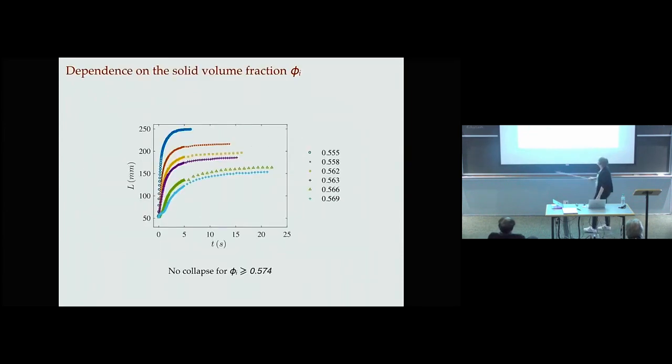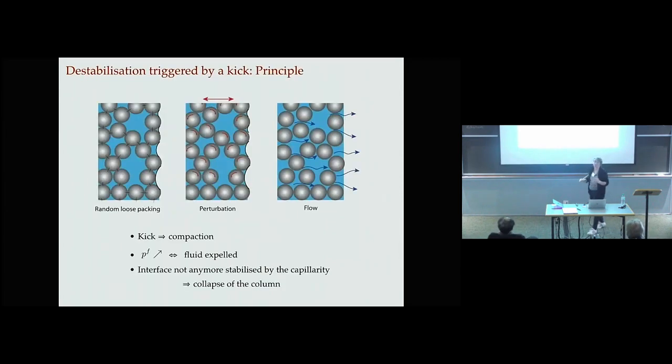So here is the position of the front with time. You can see the difference between the different packings, which is not changing so much. And then we observe that there is no collapse above this value. So why? We come back to the pore pressure feedback mechanism. If we have this column stabilized by capillarity, and we begin with random loose packing, when we apply a kick, the media tend to compact. So to compact, it expels the fluid.